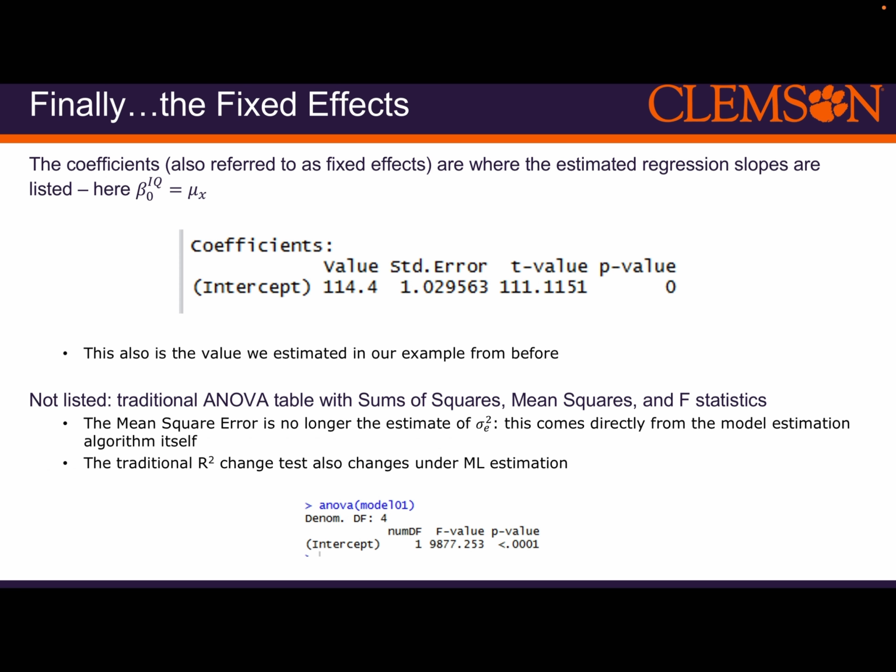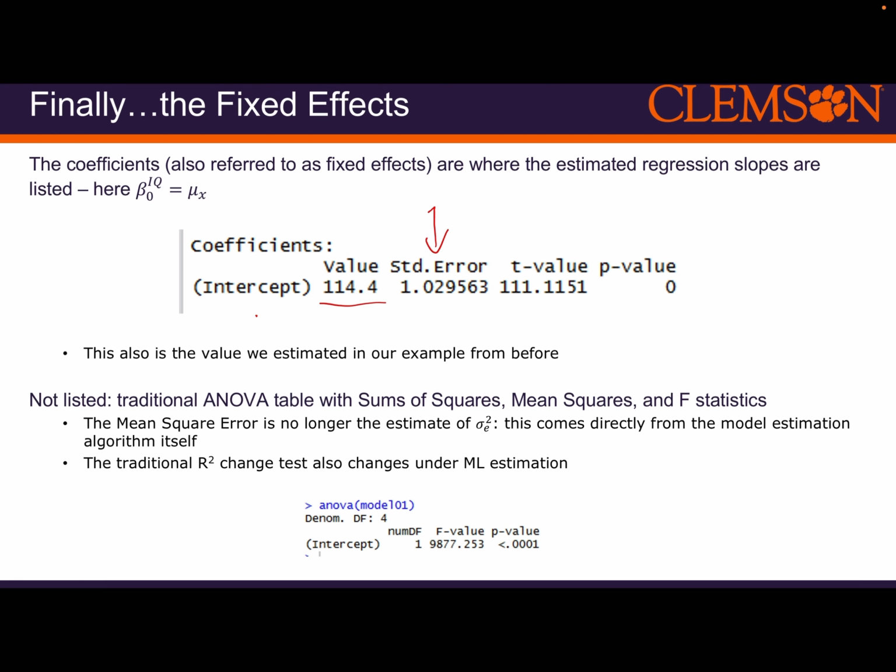And finally, the coefficients, also referred to as the fixed effects, are where the regression slopes are listed. And so here's the 114.4 for the intercept. That is the mean. And we also see that the standard error right here is 1.02. Again, that's 4.24 divided by the square root of 5. Or I guess the square root of 4.24 over 5.